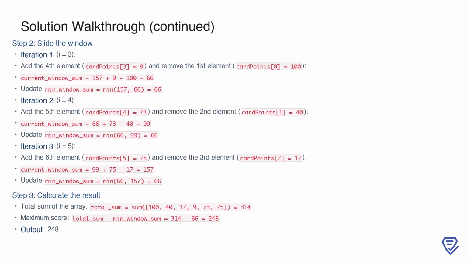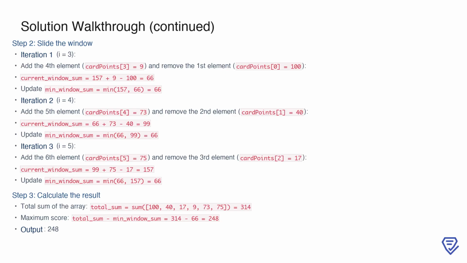In the first iteration, we add the 4th element, 9, and remove the first element, 100. This updates the current window sum to 157 + 9 - 100, which equals 66. The min_window_sum is updated to 66 as it is smaller than the previous value.